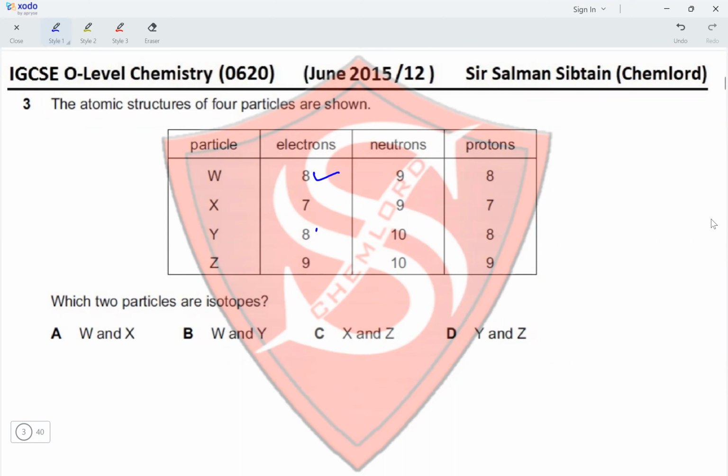So 8 and 8, these are the same number of electrons, and these two same particles, W and Y, have the same number of protons as well, which is 8. Now to see if they have a different number of neutrons. So W has 9 neutrons and Y has 10 neutrons. So W and Y are isotopes. So this makes option B the correct option for this question.